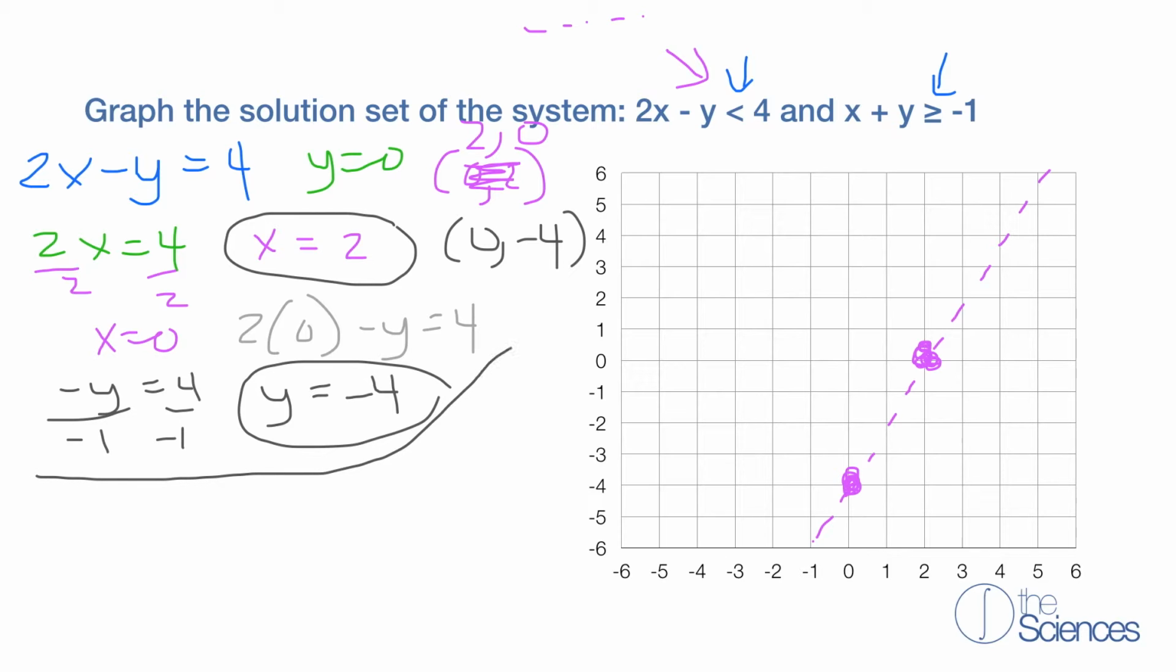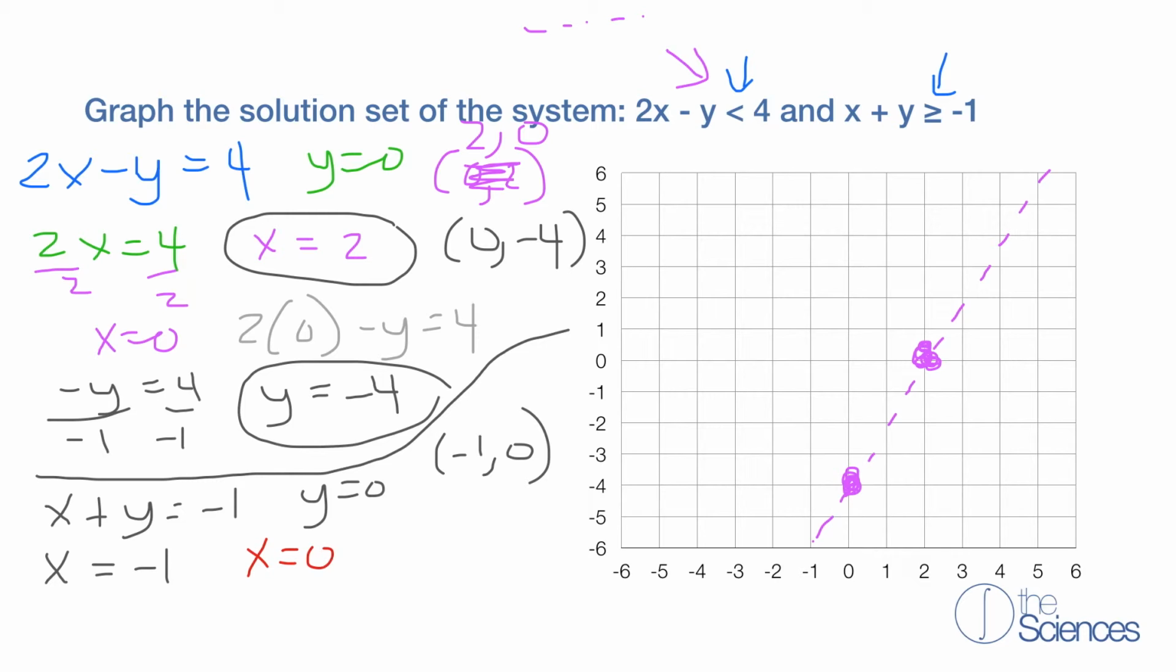So now we're going to graph x plus y is greater than or equal to negative 1. So here we're going to have x plus y is equal to negative 1. We're going to set y equal to 0 and solve for x. When we do that, we get x equals negative 1. So our first point is at negative 1, 0. Now we're going to set x equal to 0, and when we do that, we get y is equal to negative 1. So our second point is 0, negative 1.